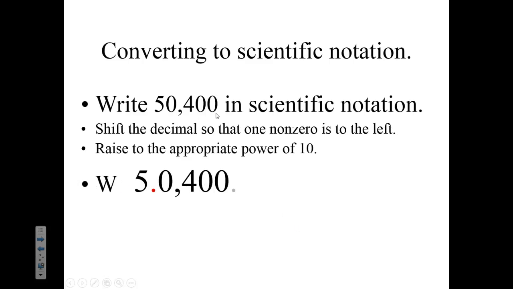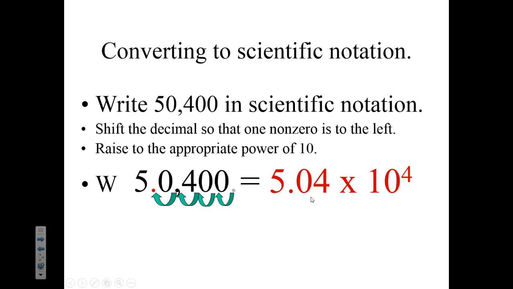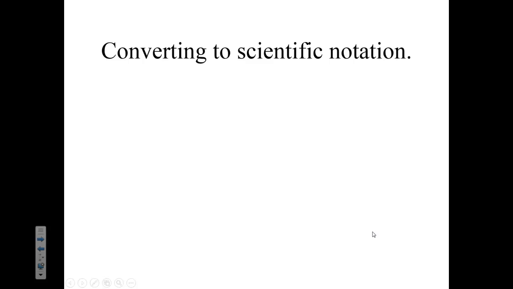So if you write the number 50,400, the decimal normally would be there, but we need to move it over 4 places to get one non-zero, in this case the 5, to the left of the decimal. So since we moved it 4 places, this would be 5.04 times 10 to the 4. So this number and this number are equal. 50,400 and 5.04 times 10 to the 4 are equal values. This one is written in scientific notation, and this one is written in standard notation.